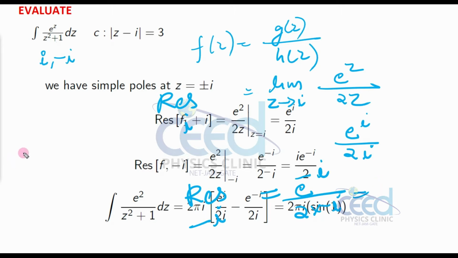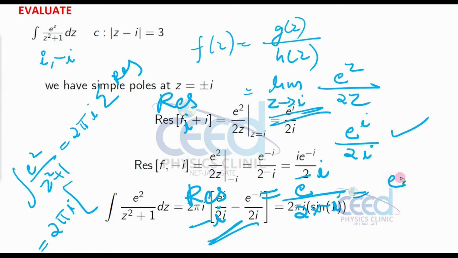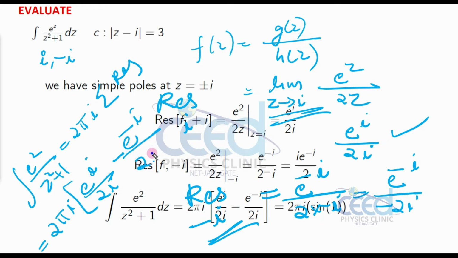So as per the integral formula, integral e raised to z by z square plus 1 is equal to 2 pi i into sigma residue. Okay, so that is equal to 2 pi i into, what are the residues we have got? At z is equal to i, this is the residue, and at z is equal to minus i, e raised to minus i divided by minus 2i. So this is e raised to i divided by 2i minus e raised to minus i divided by 2i. So I can take this 2i out, right?